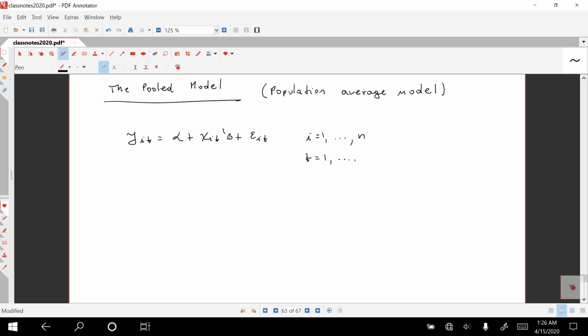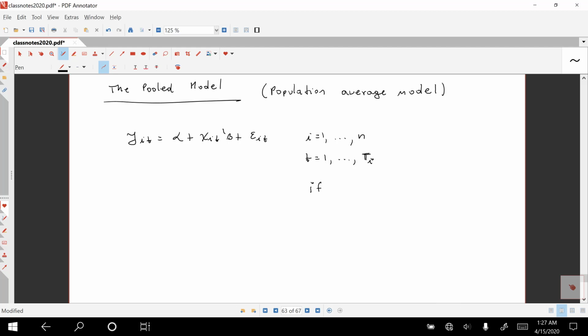t goes from 1 to t. Now, here what we're going to be doing is letting it go from 1 to Ti. So basically what we're allowing here is for each individual to potentially have different numbers of time periods observed. Okay, so for one individual you might observe only one time period, for another you might observe 5, for another you might observe 10, and so on and so forth.